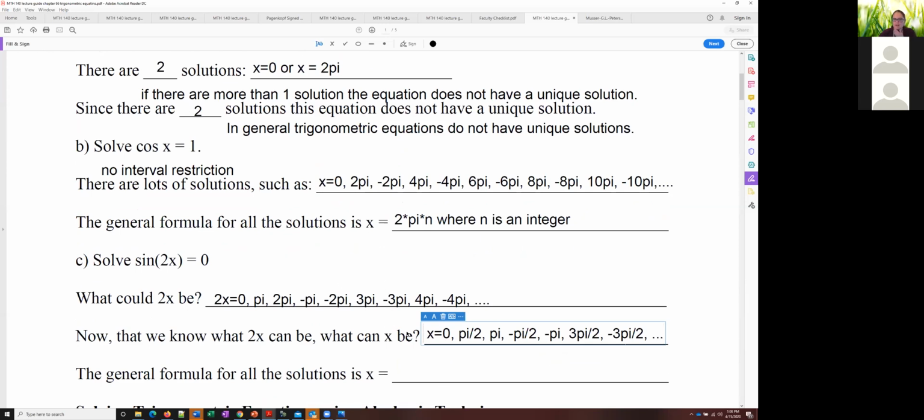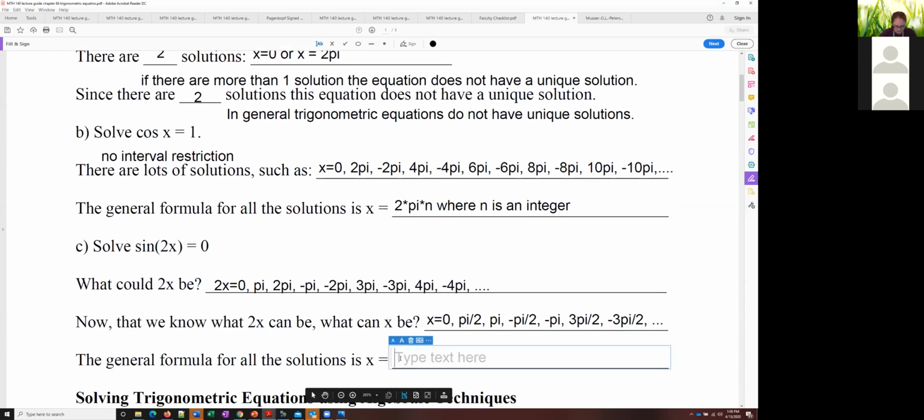So now what pattern are we noticing? Okay, we're noticing that this time we don't have the multiples of 2 pi, we have the multiples of pi over 2. So we can say that we have n times pi over 2, where n is an integer.